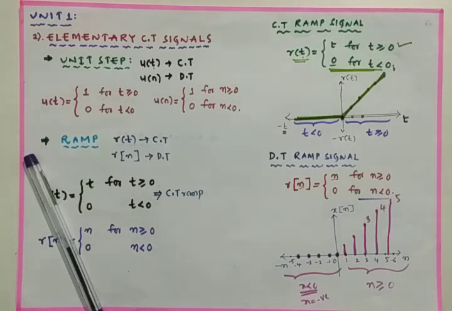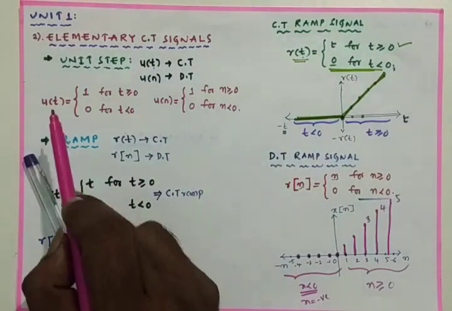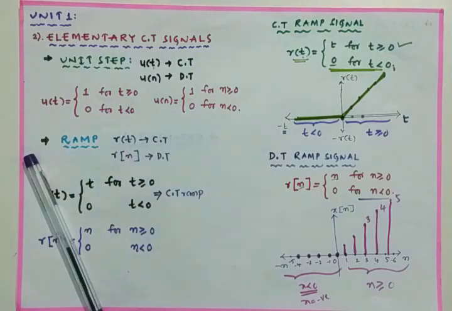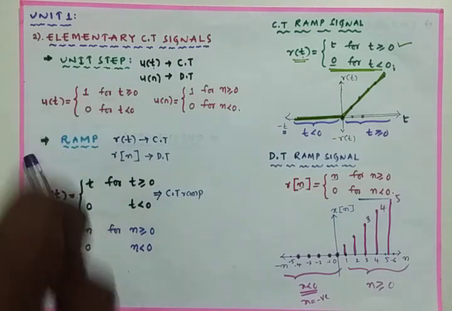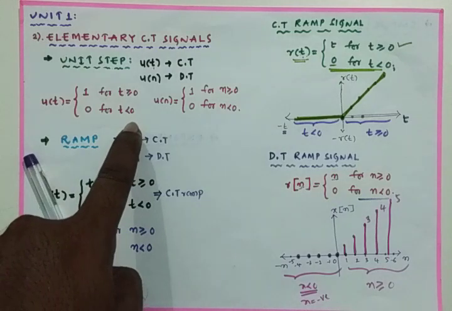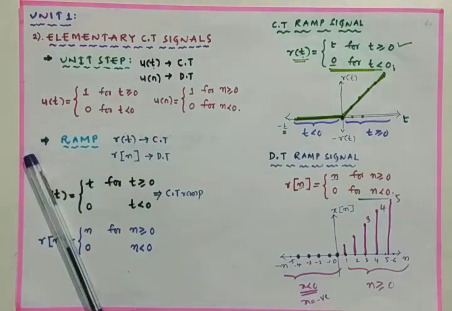First one is unit step, and it is defined in continuous time as well as discrete time. In continuous time, u of t is equal to 1 for t greater than or equal to 0, and it is 0 for t less than 0. That is, for all the positive values of the independent variable, the amplitude is 1. For all the negative values of the independent variable, the amplitude is 0. In this way we can define the continuous time unit step signal.